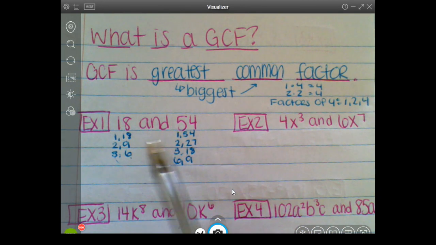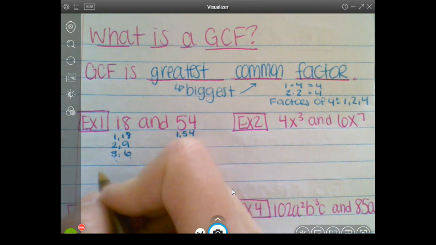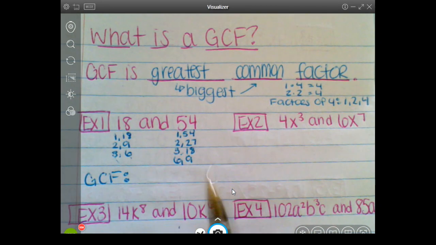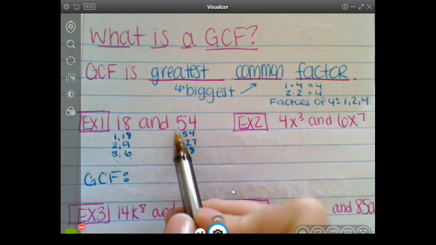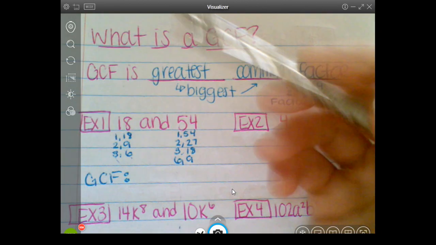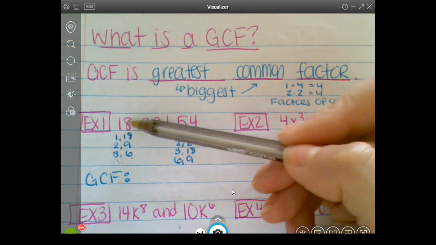So now I want to look at the greatest common factor. Okay, so I want the greatest common factor between these. Well, yes, 2 is on both lists. 1 is on both lists. 3 is on both lists. My suggestion is to go to the lower number. So in this case, it'd be 18.